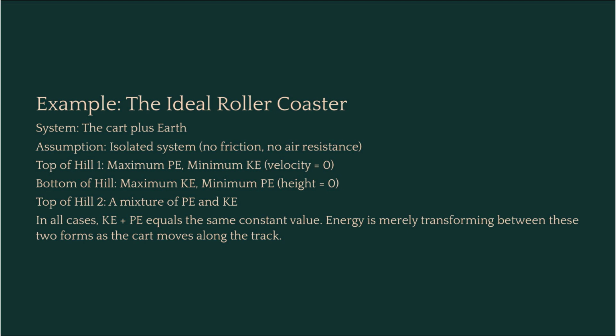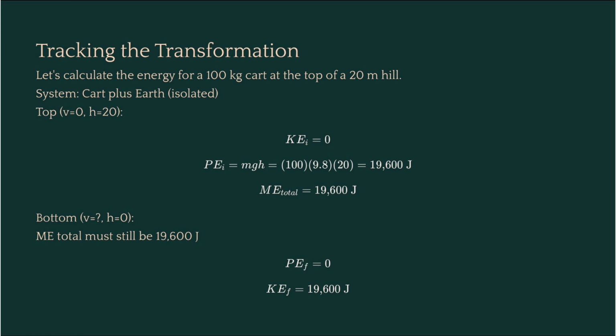The classic example is a roller coaster. Let's assume it's an isolated system with no friction. At the top of the first giant hill, the cart is barely moving. It has maximum PE because its height is max and almost 0 KE. Then it falls. As it loses height, PE transforms into KE, and the cart's speed increases. At the very bottom, h equals 0, so PE equals 0. All of that initial potential energy has been converted into KE. The cart is now at its maximum speed.